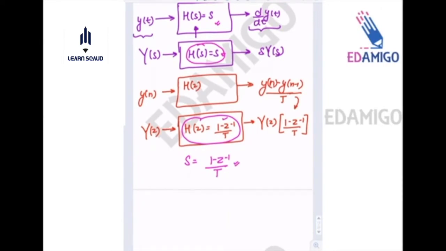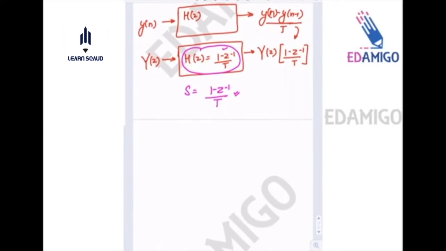Okay, so the very important result is this: whenever in any question we have to realize an IIR filter using the derivative method, then S has to be replaced by 1 minus Z inverse divided by capital T. So S square will be equal to (1 minus Z inverse divided by capital T) whole square. S to the power i will be (1 minus Z inverse divided by capital T) to the power i.